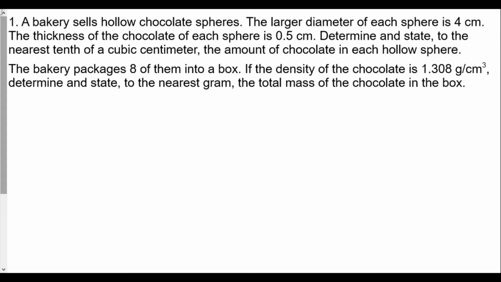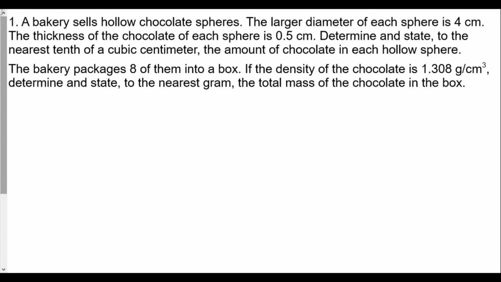So the first one is: a bakery sells hollow chocolate spheres. The large diameter of each sphere is 4 centimeters. The thickness of the chocolate of each sphere is 0.5 centimeters. Determine and state to the nearest tenth of a cubic centimeter the amount of chocolate in each hollow sphere. The bakery packages 8 of them into a box. The density of chocolate is 1.308 grams per cubic centimeter. Determine and state to the nearest gram the total mass of the chocolate in the box.